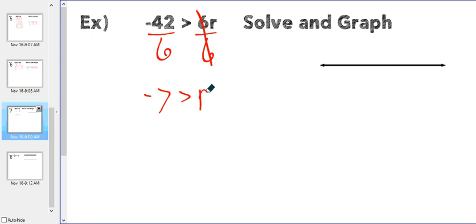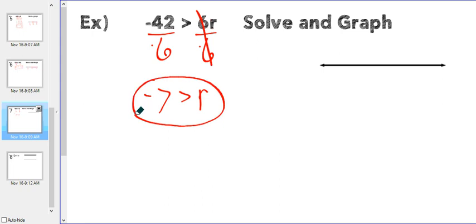6 is positive. There's no reason for me to switch the direction of my inequality if I divide by a positive, or if I multiply by a positive for that fact, okay? So because this 6 right here, that's a positive, there's no reason for me to switch the direction of my inequality. I realize I divided -42 by +6, and that's okay to do. I can divide negative numbers all day. It doesn't affect the sign. But if I divide by a negative, so if I would have divided by -6, that's where the direction of my inequality would have changed. This is a good answer.